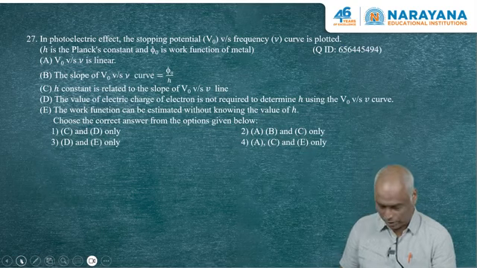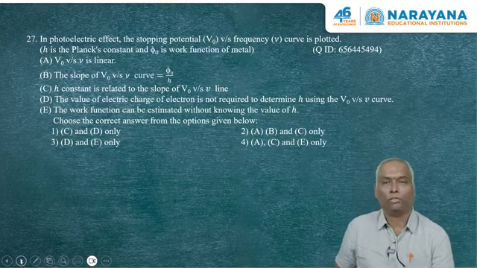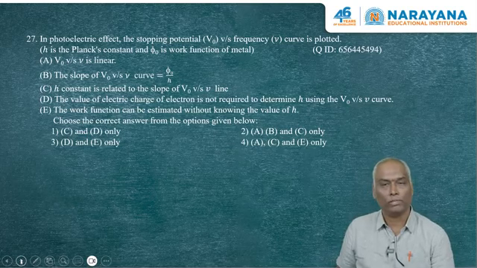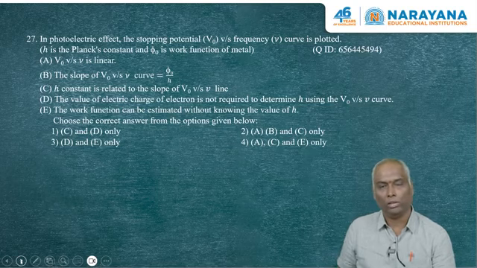The next question is here. In the photoelectric effect, the stopping potential V0 versus frequency nu curve is plotted. h is Planck's constant and phi naught is the work function of the metal. Here they have given five statements and we have to choose the correct ones out of these five statements. These are related to the graph.